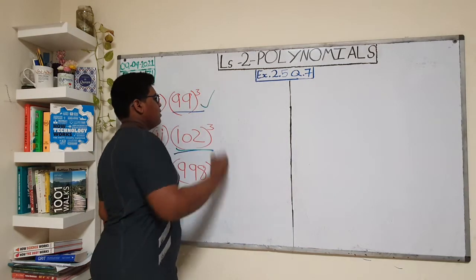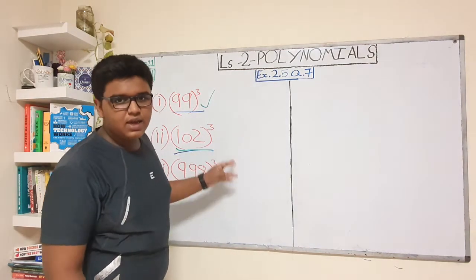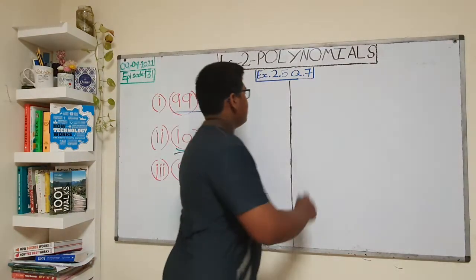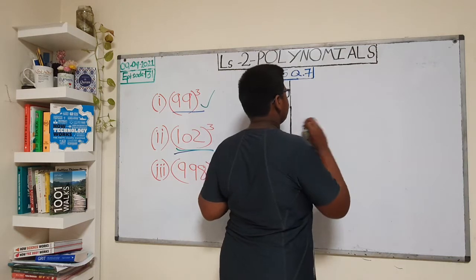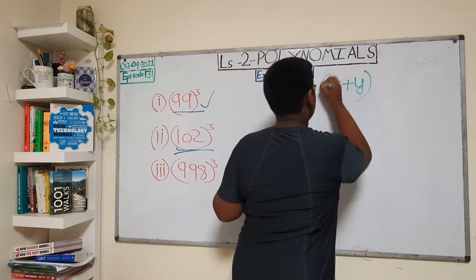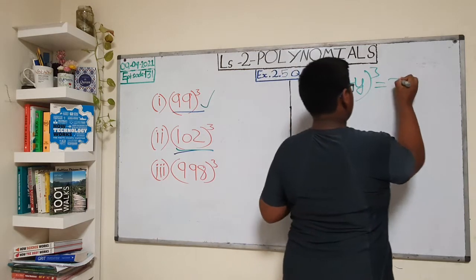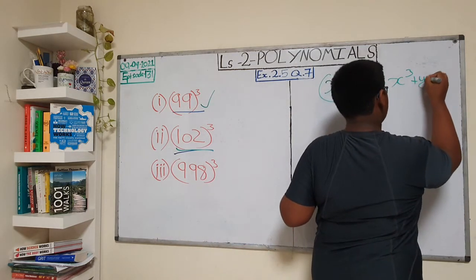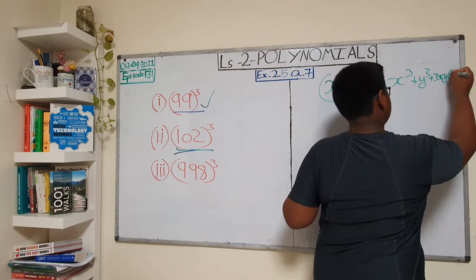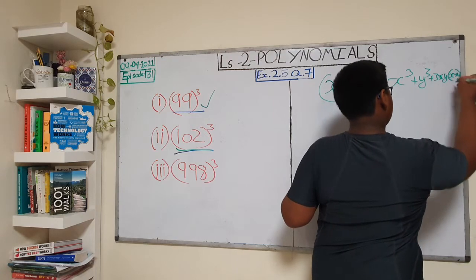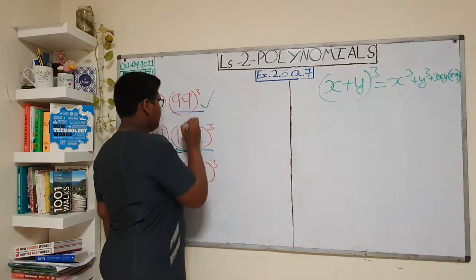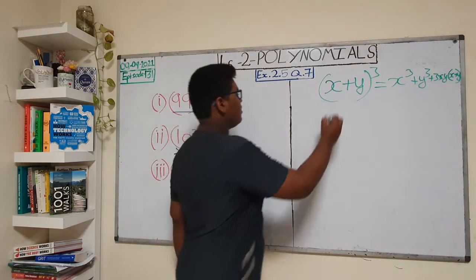Before going to the second one, I suggest you all see the first one. Now we are having 102. So how can we write it? If we take (x plus y) whole cube, that will be equal to x cube plus y cube plus 3xy into (x plus y). We can use this property because we are having a plus.